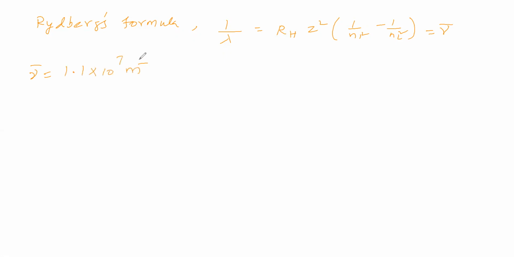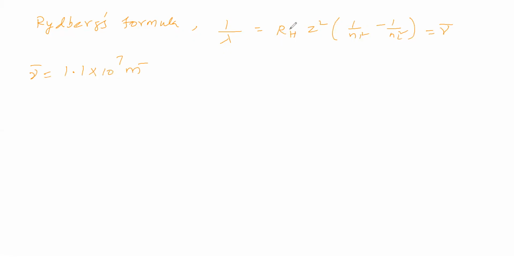So Rydberg's formula is 1 by lambda is equal to RH into Z square into 1 by N1 square minus 1 by N2 square. Here 1 by lambda is the wave number, nu bar. RH is called the Rydberg's constant. Its value is 1.1 into 10 to the power of 7 per meter. If you want to say in joules, it is 2.18 into 10 power minus 18 joule.